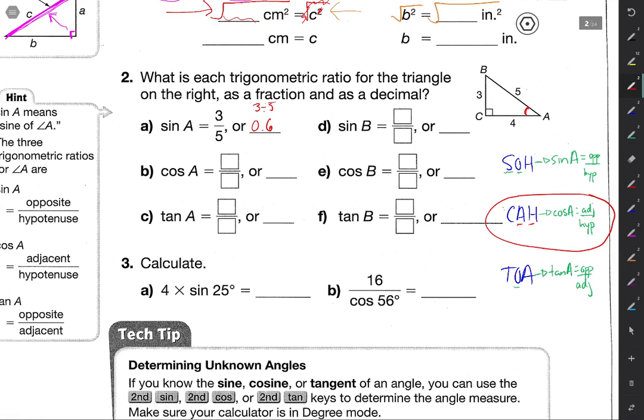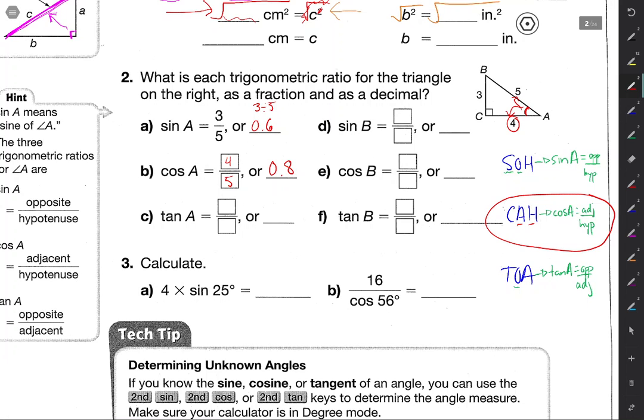So the adjacent side to A is the side that's right beside A that isn't the hypotenuse. So this side right down here is right beside A, and it's not the hypotenuse. So this would be the adjacent side. So I'm going to put 4. And then the hypotenuse, once again, would be the same side as before, the 5. So the cos of A is equal to 4 over 5, or in other words, 0.8, if we were to convert that into a decimal.